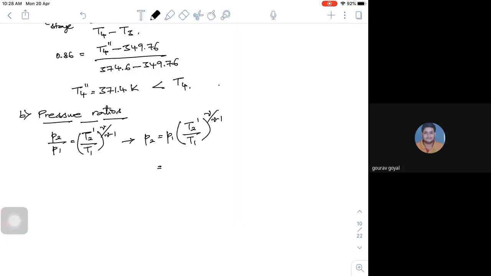Okay. This is the thing. So now P1. What is the value of P1? It's given as 1 bar. So either if I substitute in bar, I'll get the P2 in terms of bar, or if I substitute in the other unit, both ways are fine.